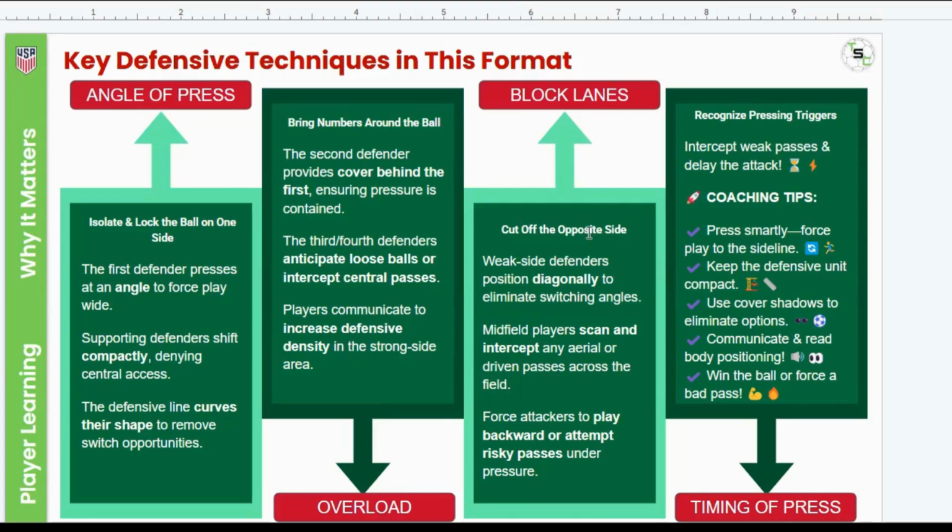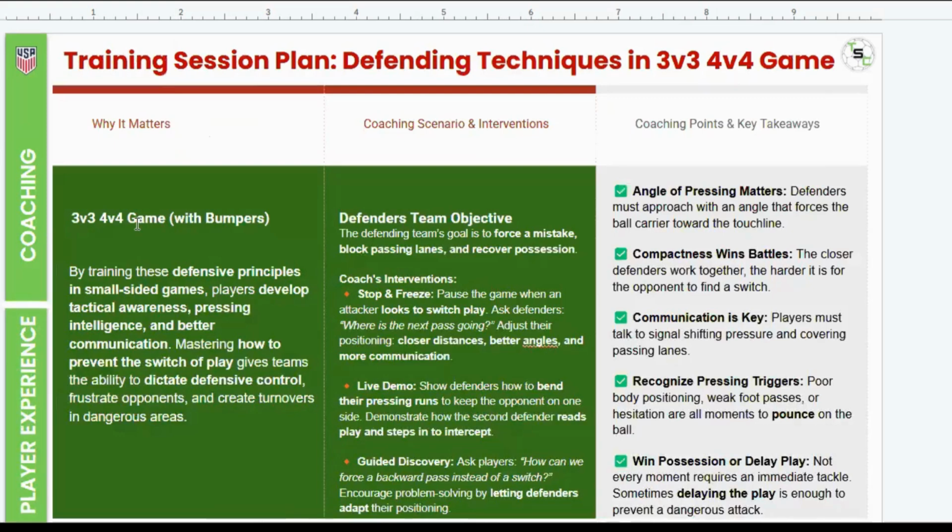You want to try and block the lanes to not give the opportunity to the attackers to switch a point of attack, and obviously not the angle of the press, but also the timing of the press. Who's stepping out? When are they stepping out? Is it with the correct pace and acceleration, etc.? I include a training session plan as well for this one. It gives you a plan for 70 to 90 minutes.